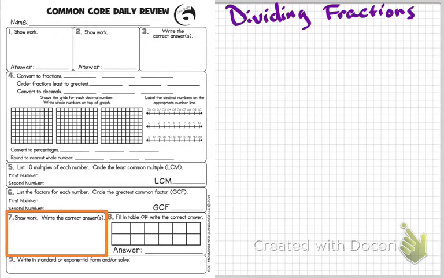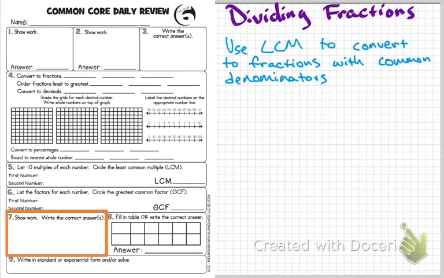Welcome to our video tutorial for question number 7 of our daily review. Question number 7 is working with dividing fractions. And although we've worked on division on other problems in our daily review, we have not specifically talked about dividing fractions. When we divide fractions, we want to make sure that we use the least common multiple to convert to fractions that have common denominators.